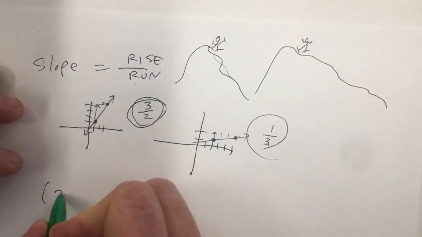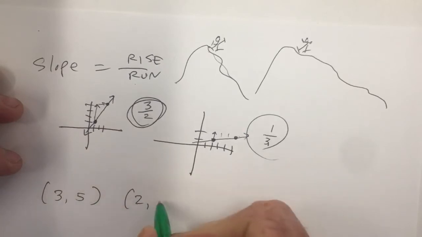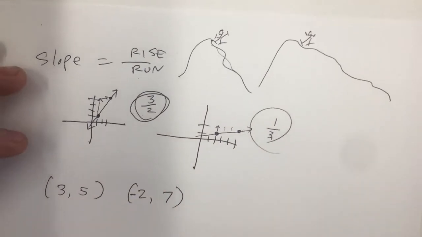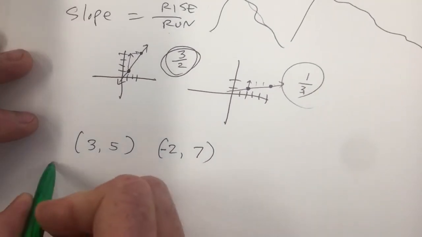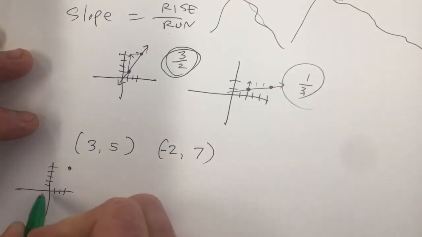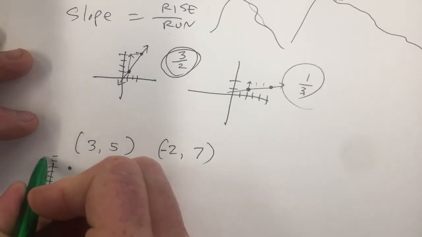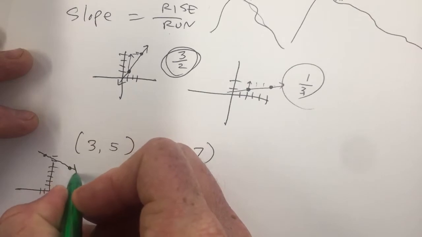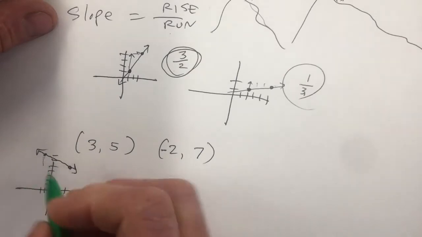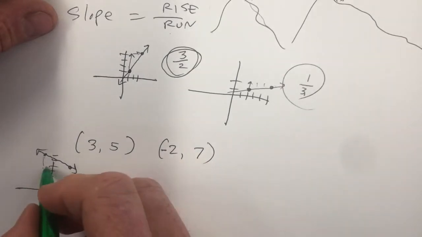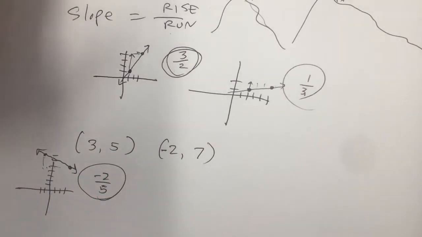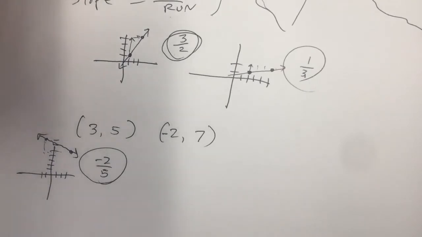Now, if you have 2 points, like suppose you have this, (3, 5) and (-2, 7), and you want to find the slope of these. Well, you can graph them if you want to. 1, 2, 3, 1, 2, 3, 4, 5 would be right there. Then -2 and then 7 would be right here. And so here's this line right there. What's the slope of that line? Well, this one looks like it goes down 2. And then it goes over 1, 2, 3, 4, 5. So that'd be -2/5.